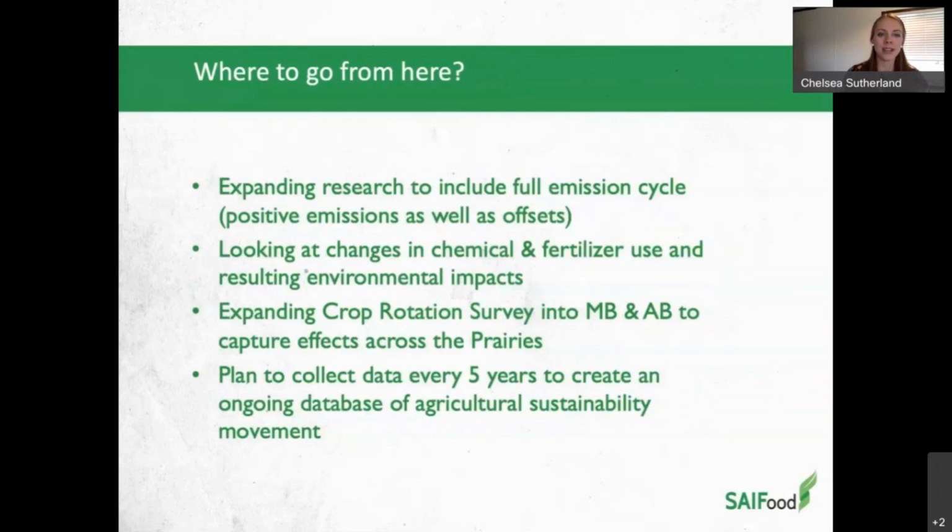So where do we go from here? Well, the first thing is that we have to expand the research to include the full emission cycle. In my thesis research, all I looked at was carbon sequestration, but also looking at the positive emissions is very important to be able to gauge how the whole emission cycle has changed in this time period. We also need to look at changes in chemical and fertilizer use as well, because we know that the use of these inputs has changed dramatically over the recent decades. And we need to try to gauge these environmental impacts.